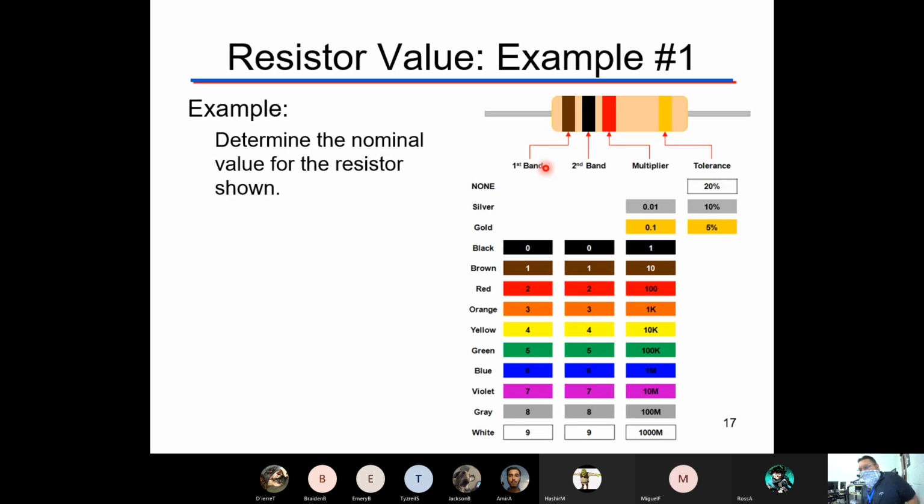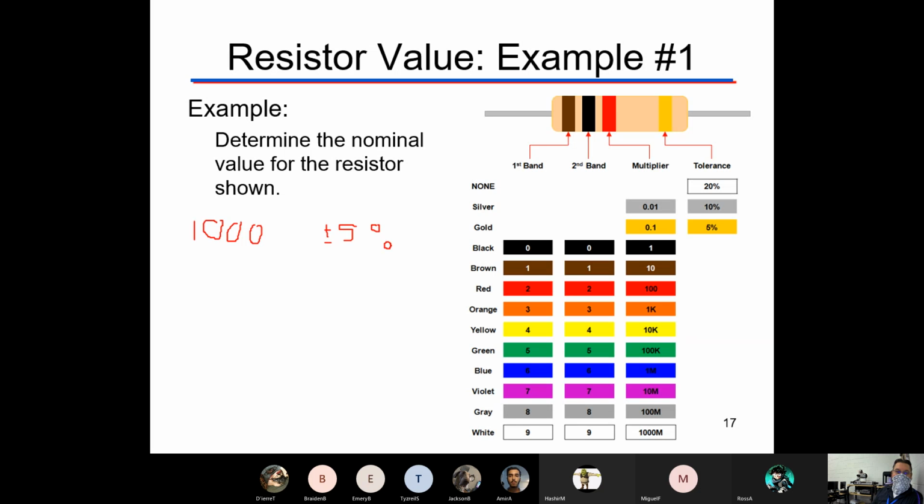So brown is 1. Okay, black is 0. And then we have a multiplier, or how many zeros we have, which is 2 zeros after that. So that's 1,000 ohms. Okay, and then your tolerance is going to be 5%. So it'll be plus or minus 5%.